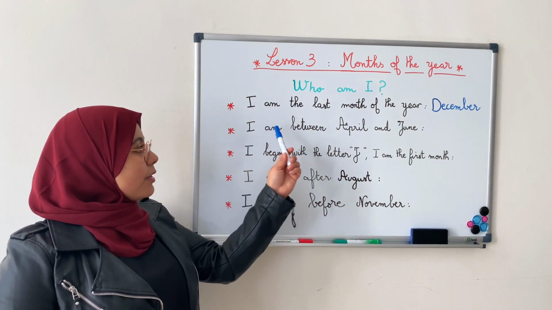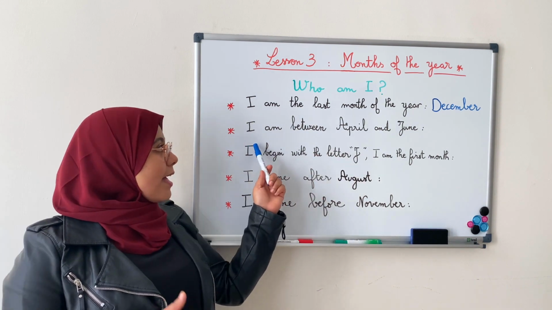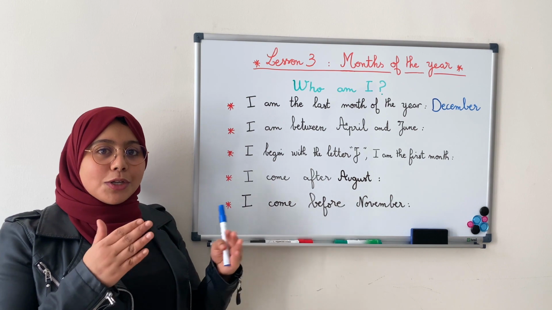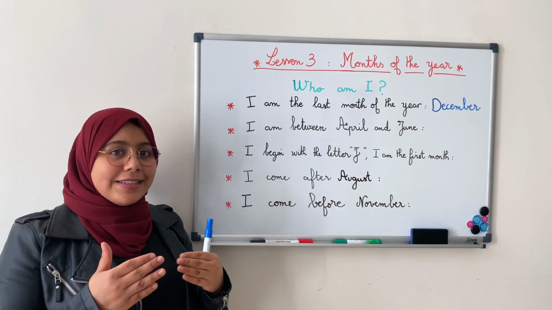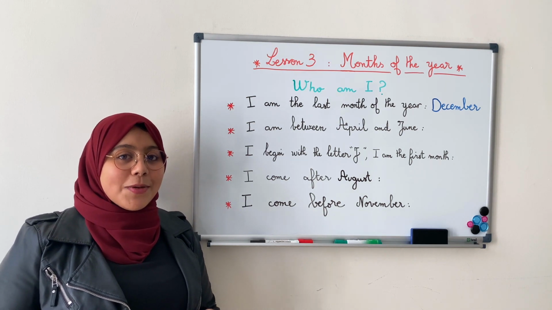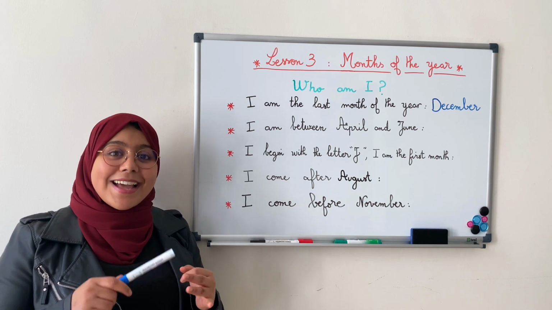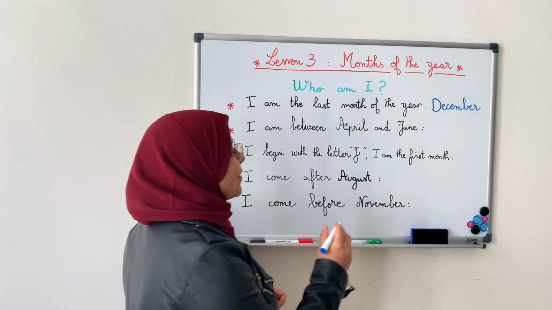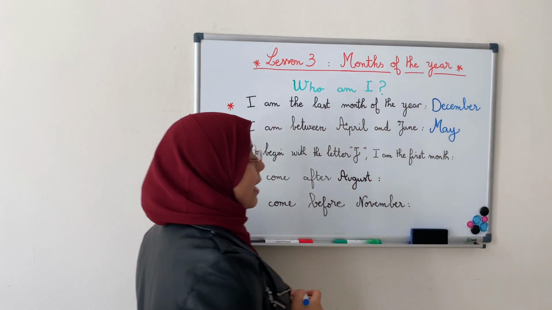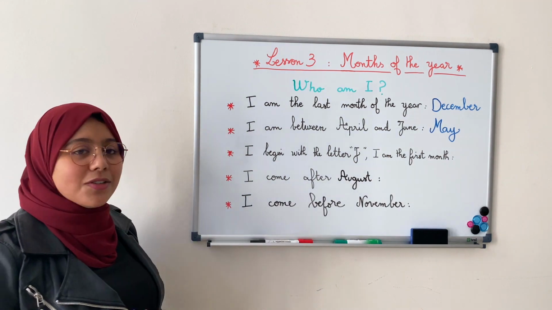I am between April and June. What is the month that comes between April and June? So we have April, May, and then June. Excellent. So the month that comes between April and June is May. Let's move on to the next one.